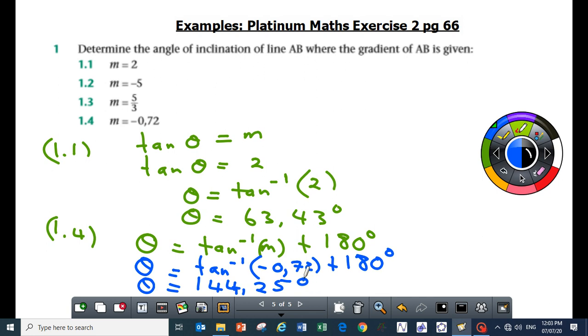Remember, your answers must be in degrees. So the two decimal places should be 144.25 degrees. Okay, so you have the acute case, then the obtuse case.